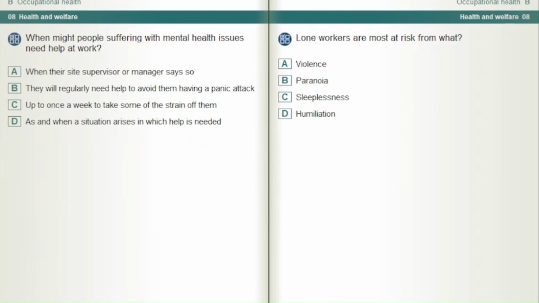When might people suffering with mental health issues need help at work? When their site supervisor or manager says so. They will regularly need help to avoid them having a panic attack. Up to once a week to take some of the strain off them. As and when a situation arises in which help is needed.